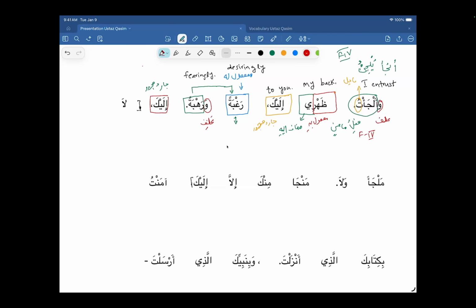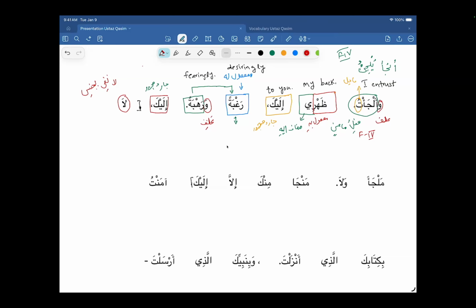This la, we call it la nafi li jins. What this la does is that grammatically, it needs an ismu la and it needs a khabaru la. The ismu la is always nakira. It's always mansoob, and it cannot take the noon. These are the three rules for ismu la.